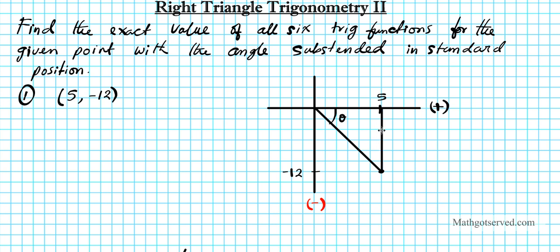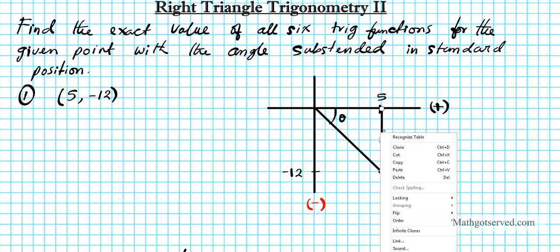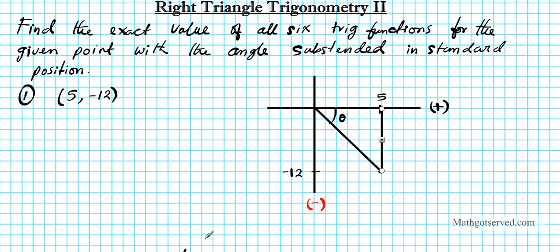With this information, I can find the lengths of the sides of my triangle. This is positive 5 right here, and this side right here is the measure -12. Since this is the angle, the side opposite theta, the reference angle, is my opposite, this side right here is my adjacent, and the side opposite the right angle, the 90-degree angle, is the hypotenuse.